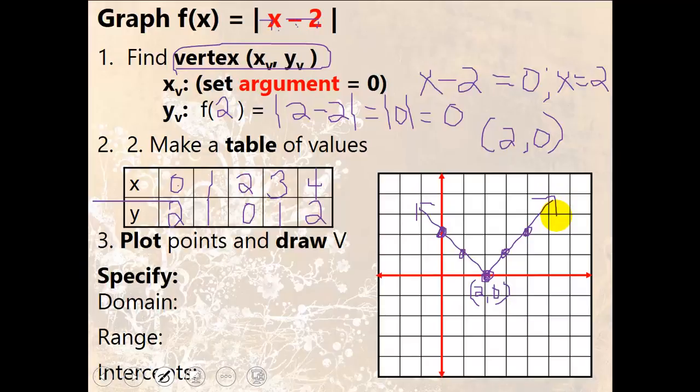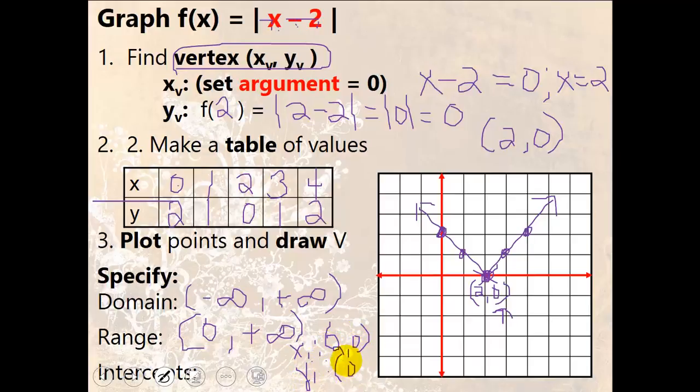I'm going to specify my domain, which is just, I don't even have to think, always positive infinity to negative infinity. My range is going to go from my smallest y value. In this case, my smallest y value is 0. And then it continues on to positive infinity. My x-intercept, that's the point where it crosses the x-axis. That's 2, 0. And my y-intercept is going to be 0, 2. All right? So far, so good.